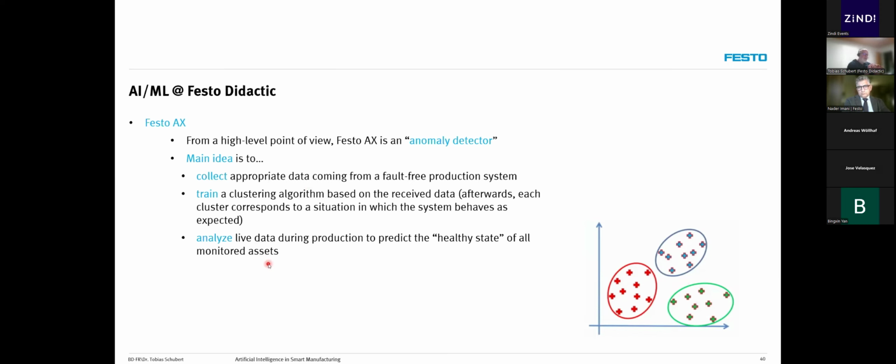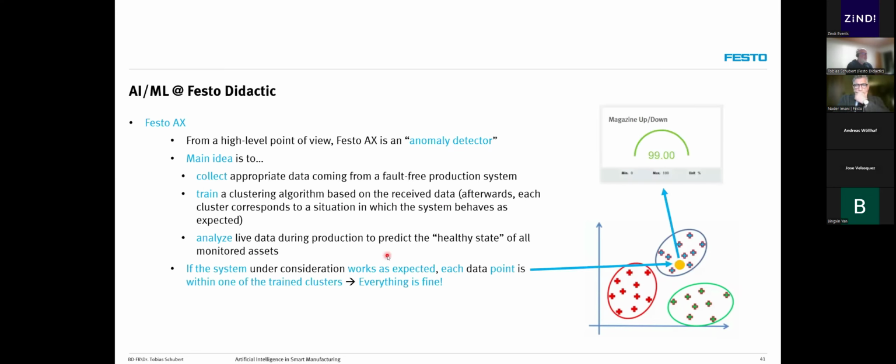So what you do in real deployment after that is you take your live data, put it to your trained clustering algorithm, and predict the health state of that component or monitored asset, or welding gun or cylinder or pressed air or whatever. If the system under consideration, your cylinder or welding gun, works as expected, the live data that is coming will fall into one of these buckets. Then you know, okay, everything inside these buckets is good data. The system works fault-free. We are fine.